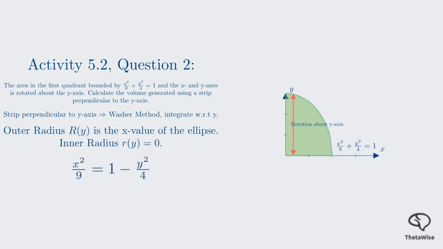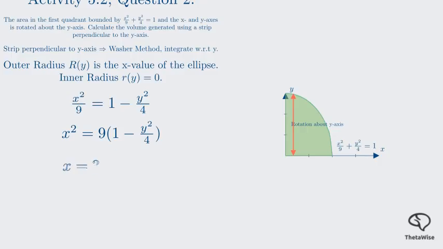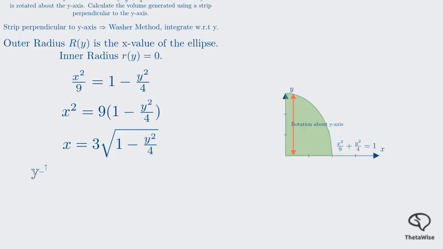Rearranging the equation, we get x squared equals 9 times the quantity 1 minus y squared over 4. Taking the square root, we get x equals 3 times the square root of 1 minus y squared over 4. Now let's determine our y limits. In the first quadrant, y ranges from 0 up to the vertical semi-axis, which is 2. So our integration will be from y equals 0 to y equals 2. We have all the components we need to set up our integral.